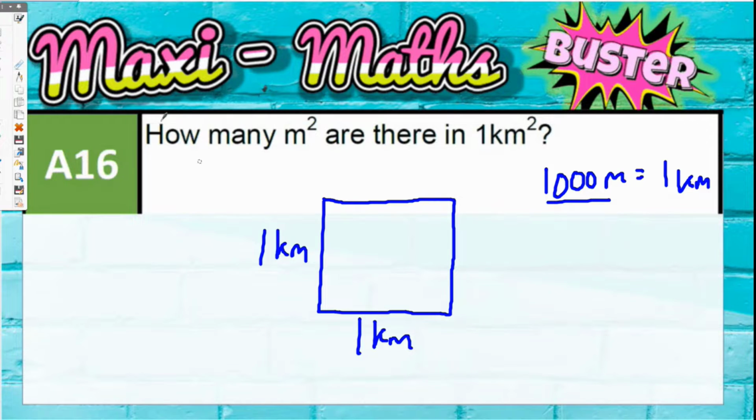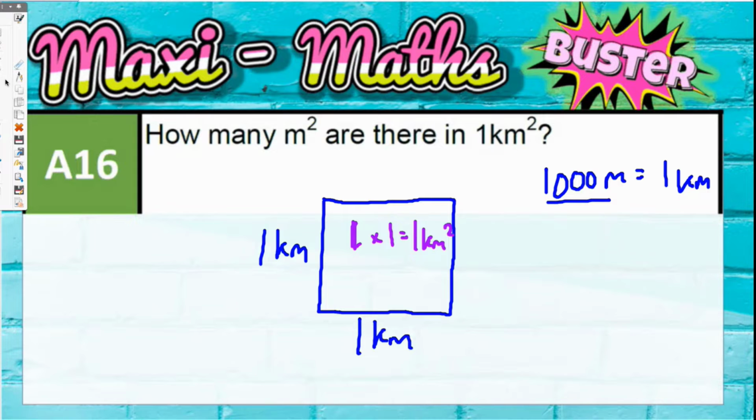So the easiest thing to do is think in terms of both units separately. So a 1 kilometer by 1 kilometer square, that would be 1 times 1. And 1 times 1 equals 1 kilometer squared. So if you're doing it in kilometers squared, it's 1 times 1, which is 1 kilometer squared.